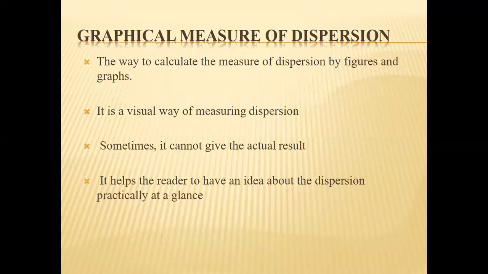The graphical measure of dispersion is a way to calculate the measure of dispersion by figures and graphs. It is a visual way of measuring dispersion. Sometimes it cannot give the actual result. It helps the reader to have an idea about the dispersion practically at a glance.